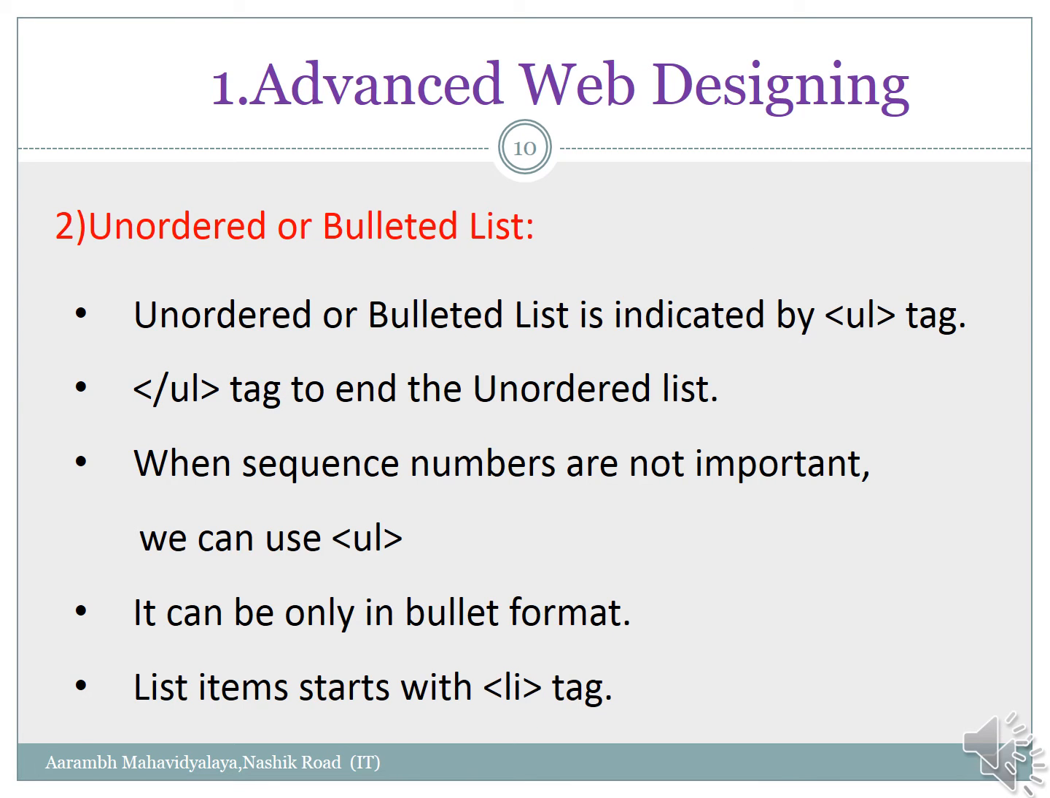The second type of list is the unordered list or bulleted list. An unordered list is indicated by the UL tag, where U stands for unordered and L stands for list. It is ended with the /UL tag. When sequence numbers are not important, we can use the unordered list. This list is only in bullet format, and the list items start with the LI tag.